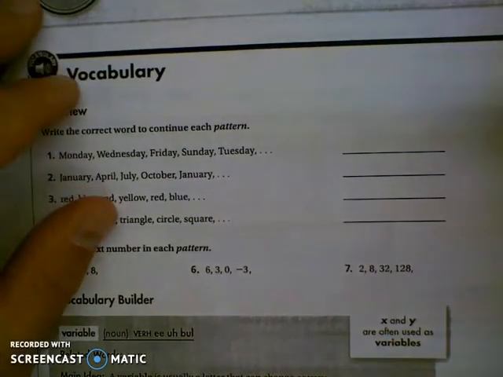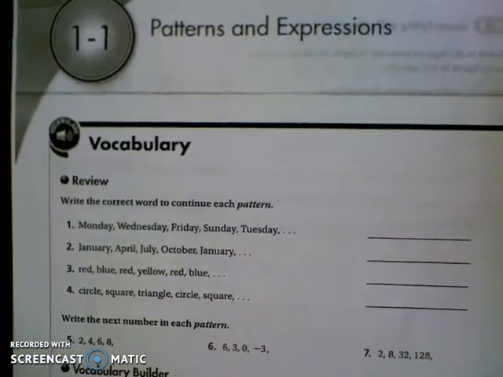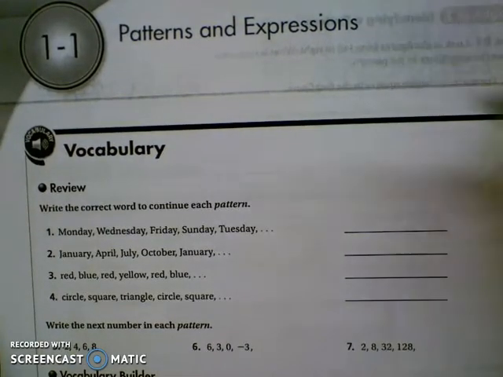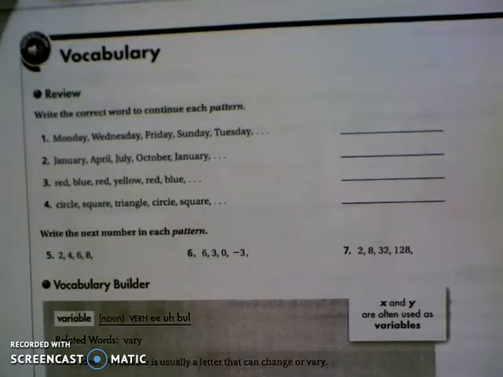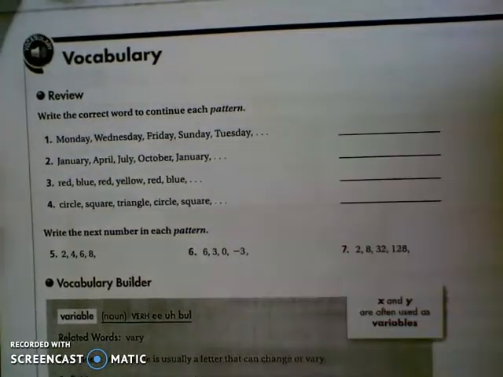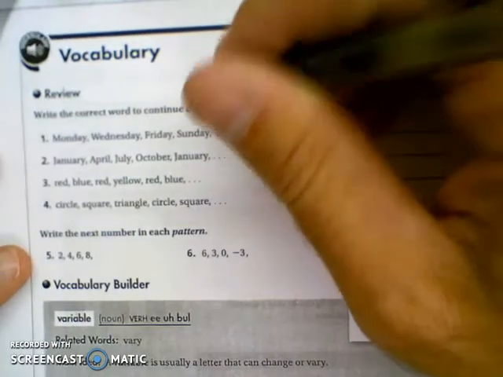So first, the lesson's called Patterns and Expressions, which is a big review from Algebra 1. So make sure you have your packet out and follow along and take these notes. Your notes will be graded at the end of each chapter, and it'll be your notebook grade for each quarter. So first, write the correct word to continue each pattern.